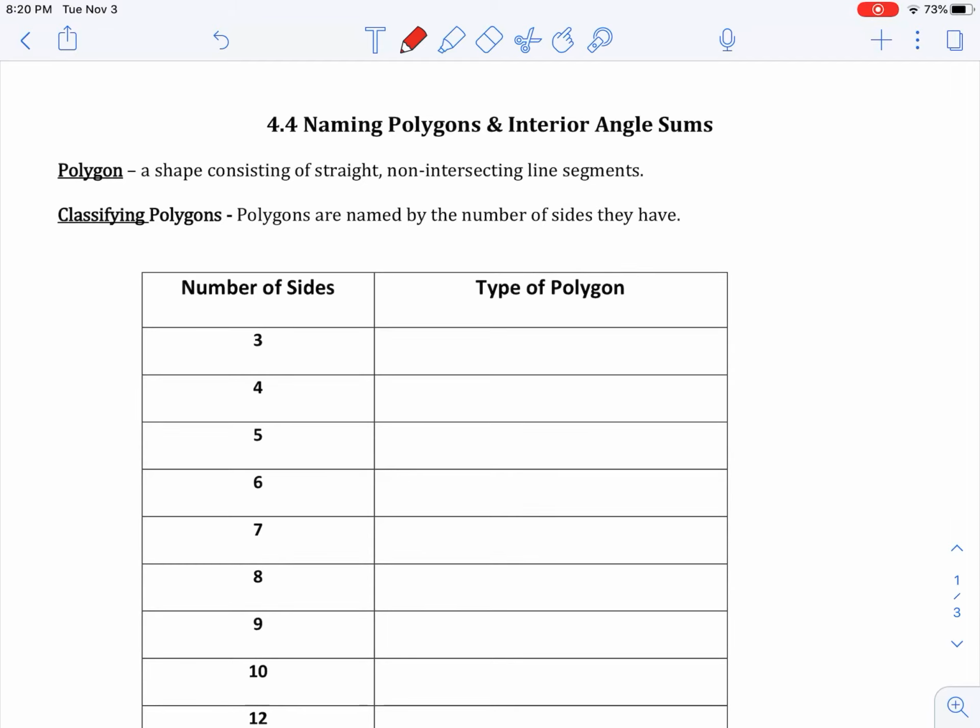The formal definition for polygon is a shape consisting of straight, non-intersecting line segments. So a triangle is a three-sided polygon. By straight, of course, they mean straight lines. If you think about a circle, that is not made of straight lines, so it would not be considered a polygon. By non-intersecting, if you think about a star shape, that would not be a polygon because it has intersecting lines. We know what a triangle looks like. A triangle is a polygon because it's made up of three non-intersecting sides.